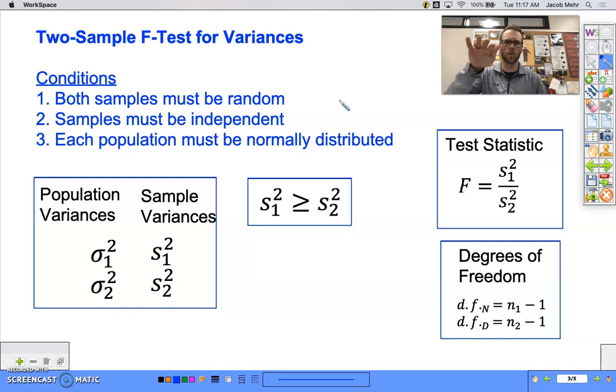If one's a normal distribution and one's a uniform distribution, it wouldn't make sense for us to say, well, does the one have a larger variance than the other? They're totally different types of distributions. So this only works for populations that are both normally distributed.